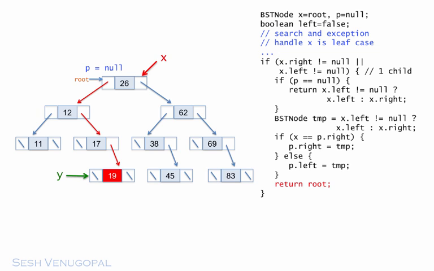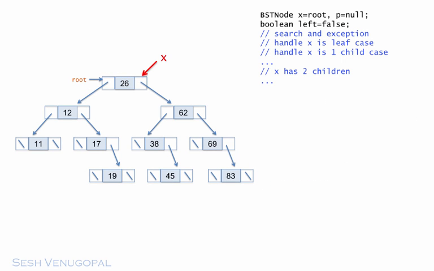Let's point to this node with y. What we do next is to copy y's value into x, overwriting 26 with 19. And then we delete the y node instead. Why does this work? Before we answer this question, let's write in the code for this part.